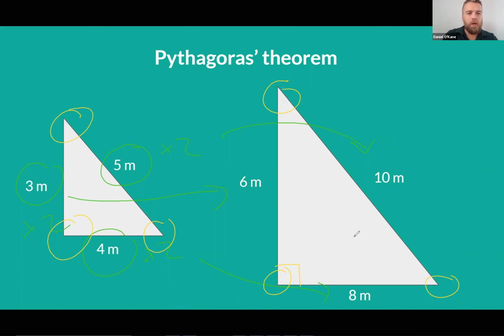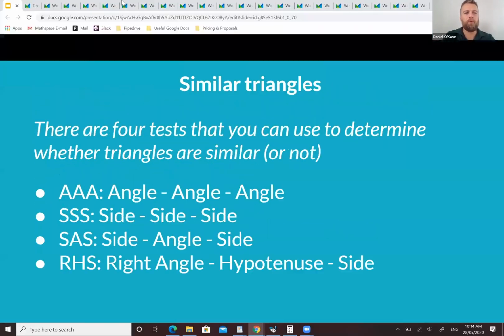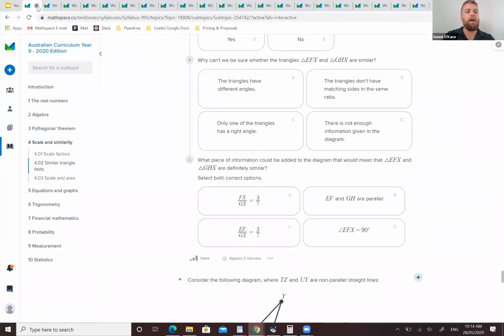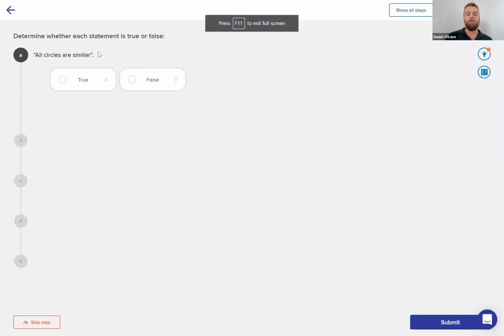Okay, so what I'm going to do now is we're going to go through some examples. We're not going to prove similarity yet. What we're going to do is just assume that the shapes are similar and then talk about similarity a little more and finding scale factors. Okay. So in this question, determine whether each statement is true or false.